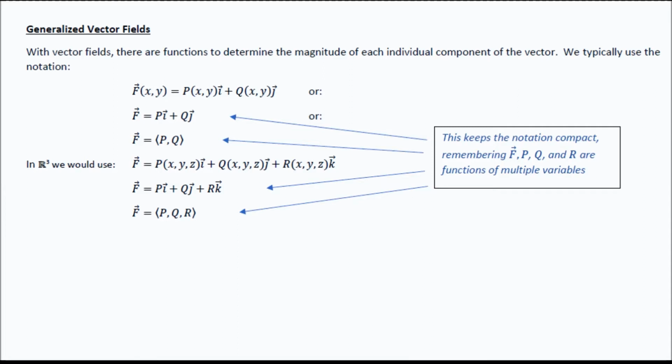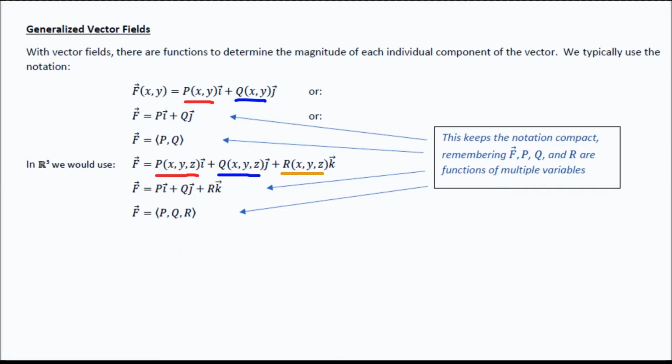Now, our generalized vector fields, again, are going to have functions that define the magnitude of each of our i hat, j hat, and k hat, the standard basis. We typically use P, the function P, in the i hat direction. Whether we are in 2 dimensions or 3 dimensions, the i hat is always going to be P. Q is always for the j hat direction. And then if we are in 3 dimensions, we will need an R function to define k hat as well.